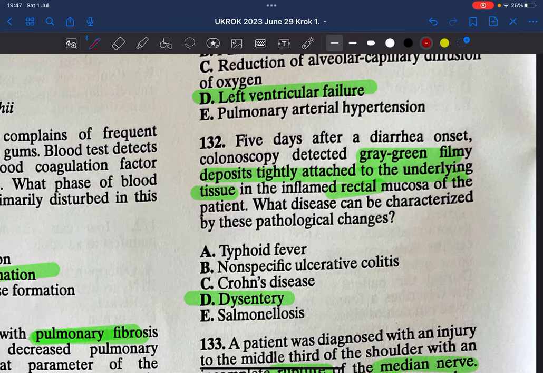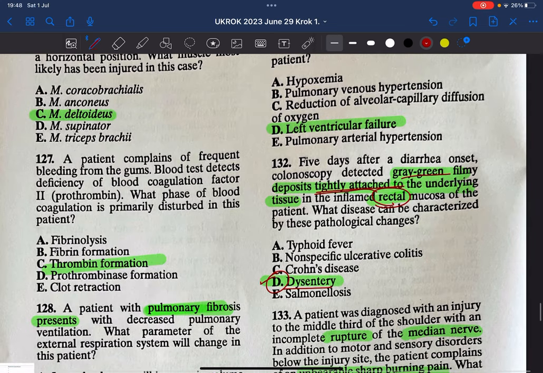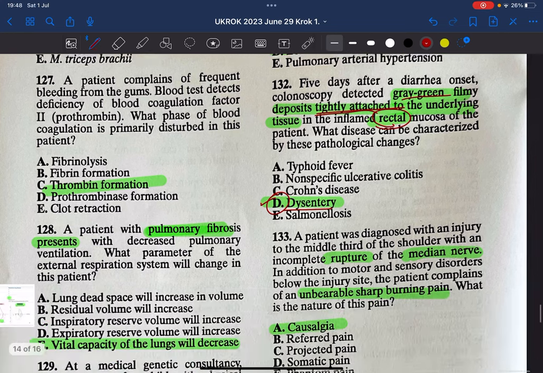Here we have diarrhea and inflammation that happens in the rectum or in the large intestine. This is shigellosis or dysentery. It's inflammation of the large intestine, and it's always characterized by diphtheric inflammation: filmy deposits tightly attached to the underlying tissue. Sometimes they bring the same question, but they tell you what type of inflammation it is. It's dysentery, and the type is diphtheric inflammation. You can say that if it causes membranes which are tightly adhering to the tissue, it is diphtheric; if they are membranes or films that are not tightly adhering, then they are fibrinous inflammation.